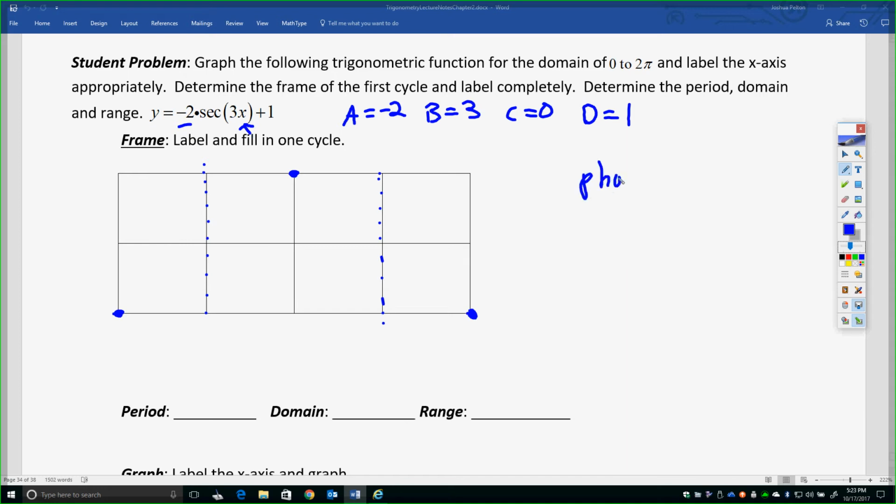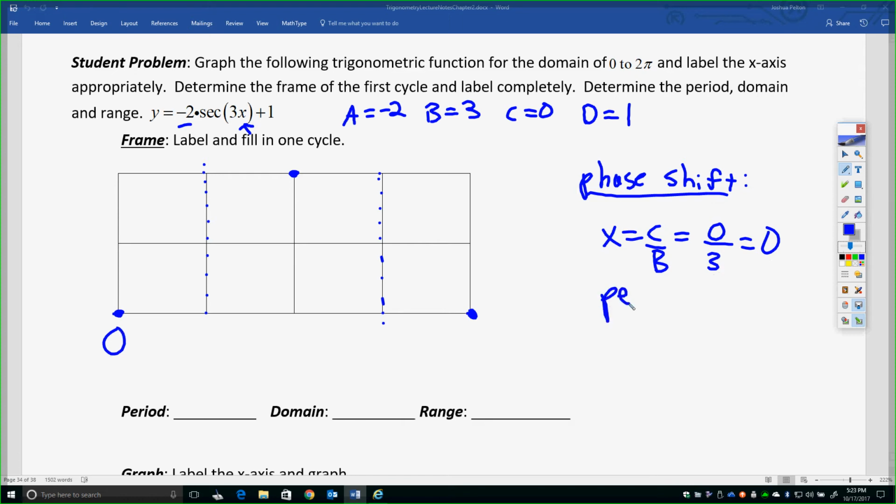Okay, so phase shift, x equals C over B, but C is 0. Doesn't matter what B is, because I'm still going to get 0 as my initial value. My period is 2 pi over B, so 2 pi over 3 is where I'm going to end, because if I go from 0, 2 pi over 3 over, I end up at 2 pi over 3. So that one's pretty easy to calculate.